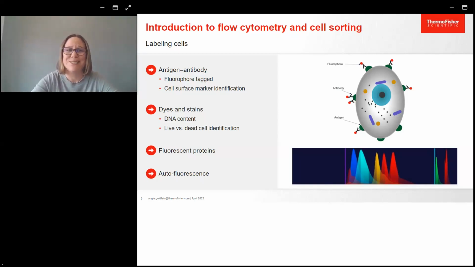There are viability dyes as well, and this is really important to make sure you're only considering the live cells and eliminating the dead cells if you're sorting for that purpose. We can also look at DNA content, or like I mentioned, the fluorescent proteins. Many of these options can be used on the same cell, so cells can emit many, many different wavelengths. And then those have to be separated to identify the populations of interest.